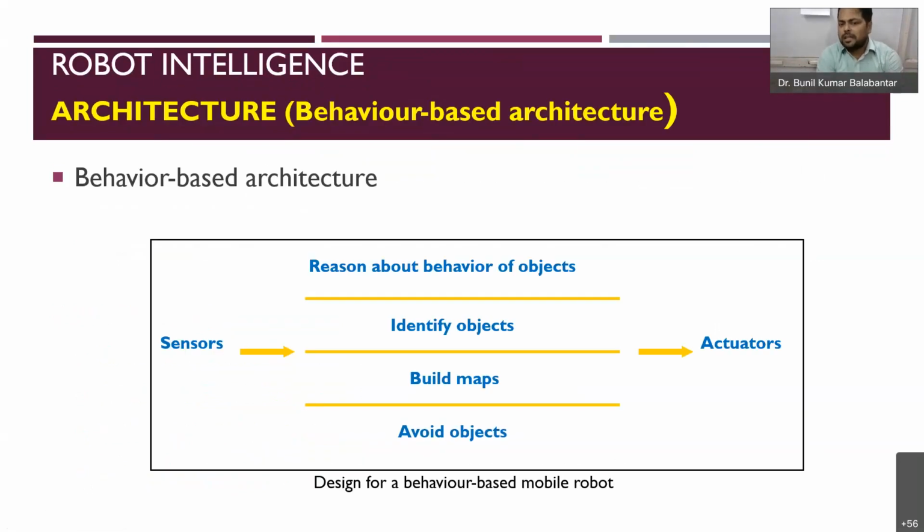So behavior-based architecture, all of you know, we have the sensors which are sensing, acquiring the data, and the actuators, which are going to perform certain things. In between them, a lot of tasks are involved. Reasoning about the behavior of the objects, you need to identify the objects. You need to build the maps in which the robot has to perform, and the path the robot has to follow. If it is a mobile robot, the path is an important parameter which you need to construct, which you need to develop.